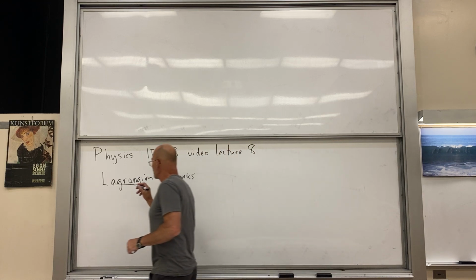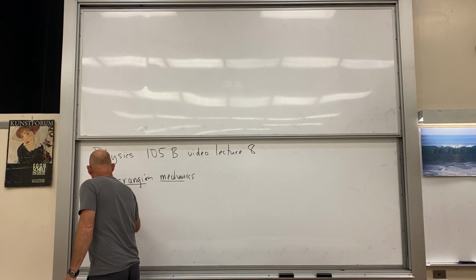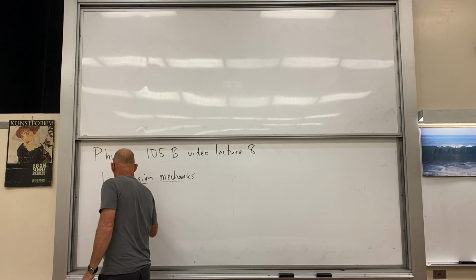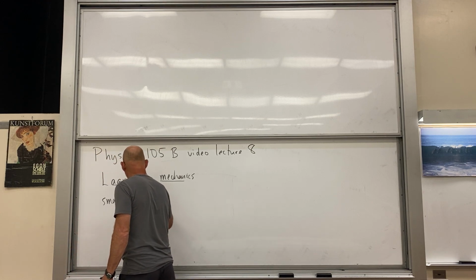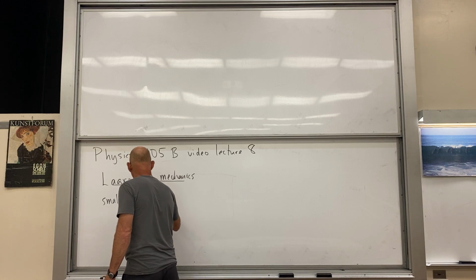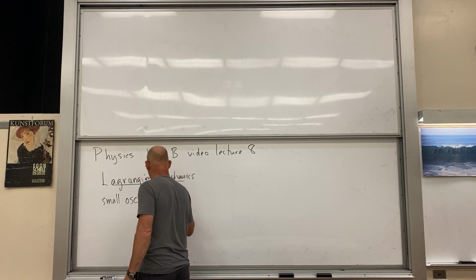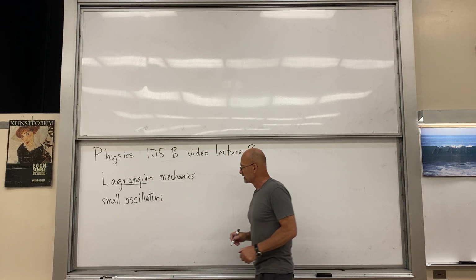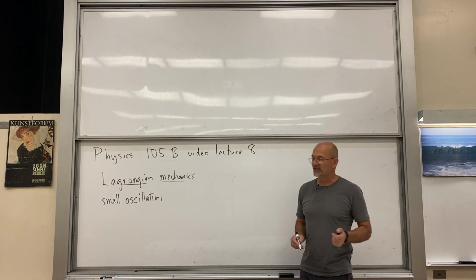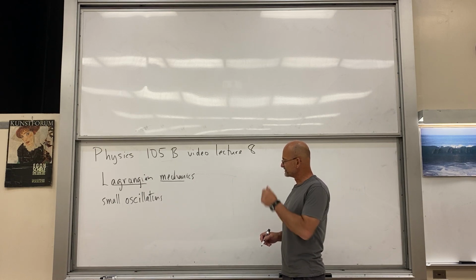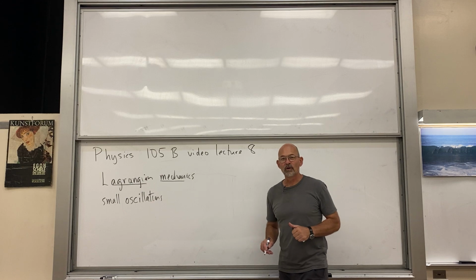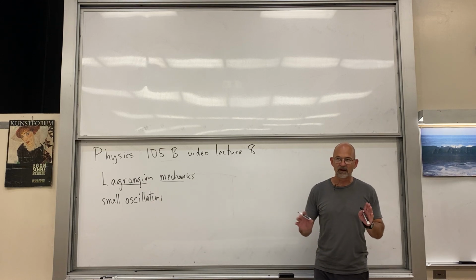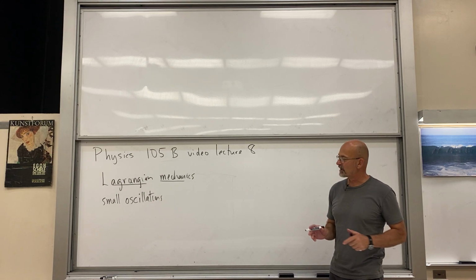So, small oscillations of systems with many variables. So now instead of just 1 degree of freedom, systems with many degrees of freedom, but we will start with 1 degree of freedom. We'll do a quick review of what we know about small oscillations.